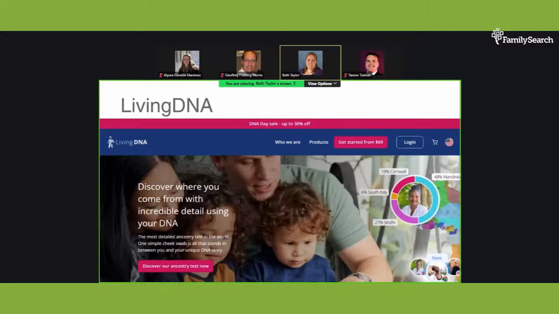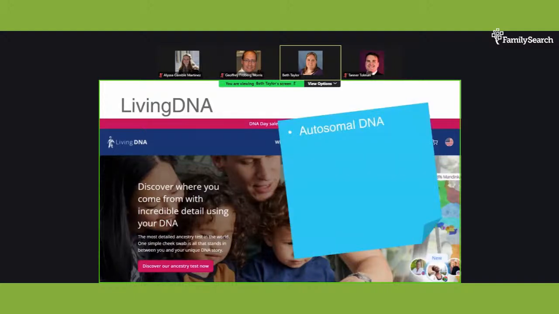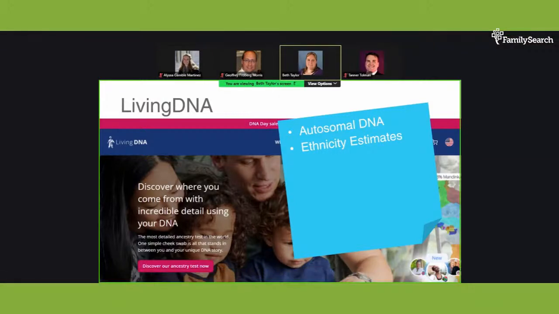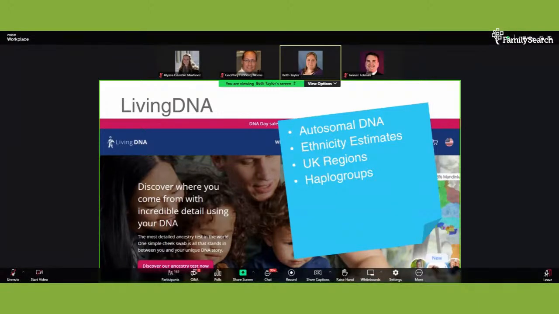Finally, we've got Living DNA. Living DNA does just an autosomal DNA test. Again, they're going to provide ethnicity estimates. Living DNA is based out of the UK, and so one of the fun things they're trying to do is narrow down not just your ethnicity to England, but actually tell you which counties in England that ethnicity comes from. Again, like I said, they're doing UK regions. Like 23andMe, they'll provide haplogroup information for Y and mitochondrial, but they are not providing the match list.